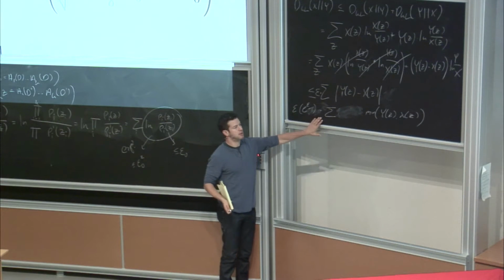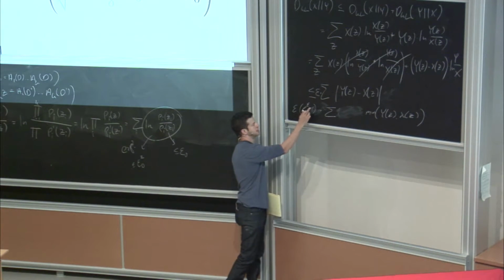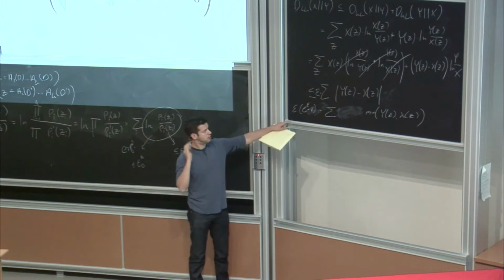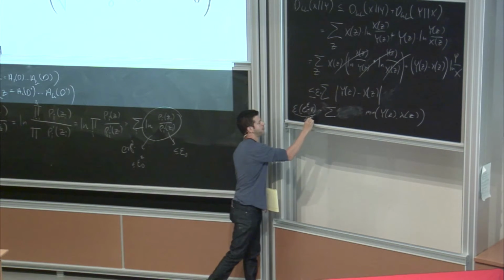Certainly this sum, even if I remove the minimum and just sum over y or over x, is exactly 1. So the minimum is at most 1. And so the bound I get is exactly epsilon times e to the epsilon minus 1, which for small epsilon is about epsilon squared.